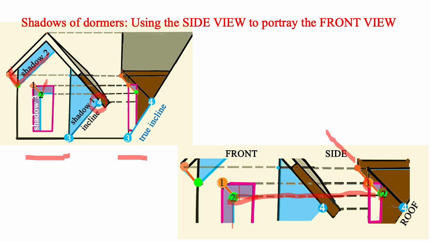We also need the side view to find point 4. Now you could just make this shadow line parallel to the roof, but if they aren't parallel, then you need to find point 4 on the side, which is where the roof of the dormer hits the main roof. You transfer that over to the front view, and then you have this incline.